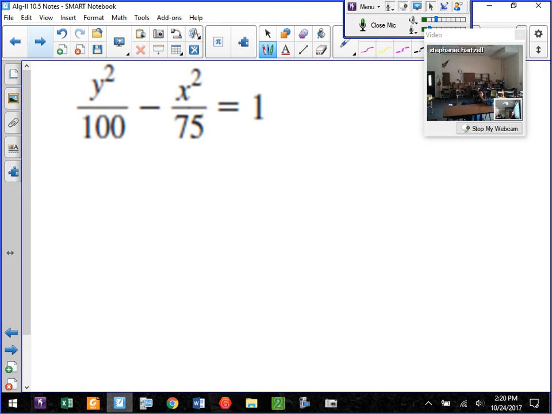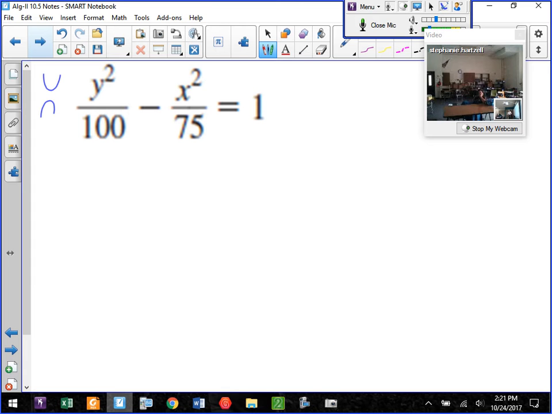So if I have y squared over 100 minus x squared over 75 is 1, what direction is this going to go? Up and down, very good. This has to go up and down because the y squared comes first. So right off the bat, next to this, I'm just going to make a little sketch. Okay. And then I just start labeling everything.